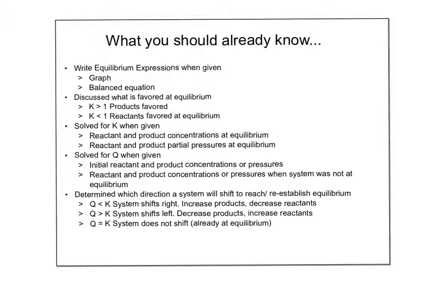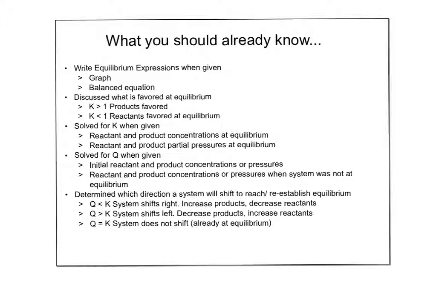Okay, hopefully if you're watching this video, you already know these things. You can write K expressions or the equilibrium expressions based off a graph or based off a balanced equation. You can look at a graph and calculate K and tell me what's favored. So if K is bigger than 1, products are favored. If K is less than 1, reactants are favored.